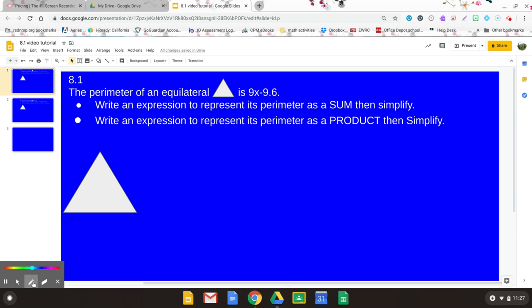The perimeter of an equilateral triangle is 9x minus 9.6. Write an expression to represent its perimeter as a sum, then simplify. Write an expression to represent its perimeter as a product, then simplify.